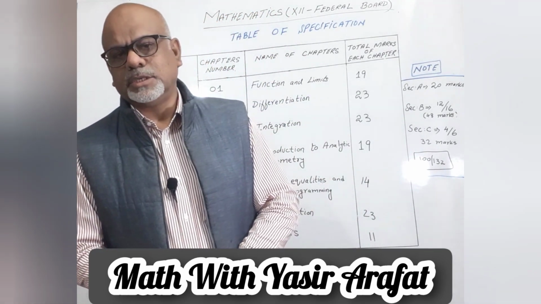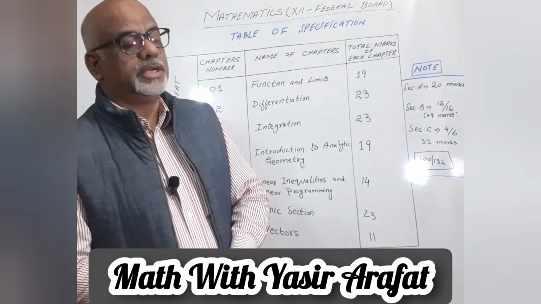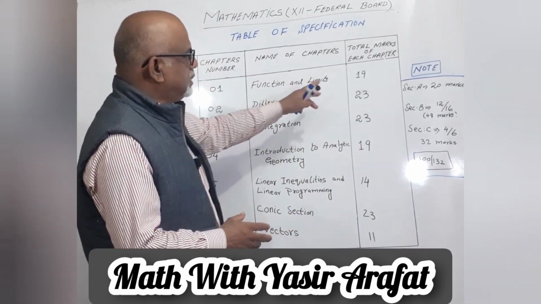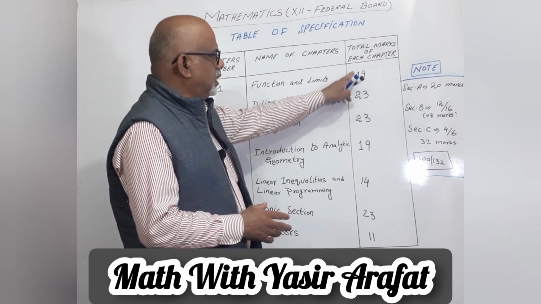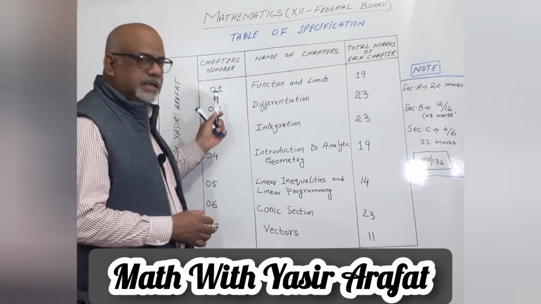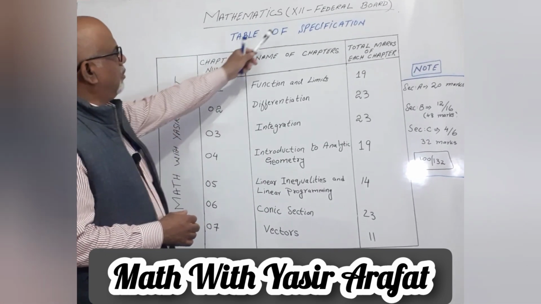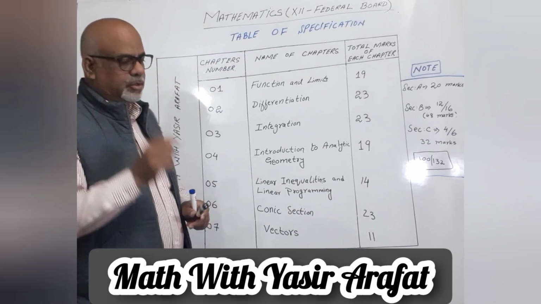Today we are going to discuss the table of specification for second year federal board students. Chapter wise, we have to discuss the total marks of each chapter. There are 7 chapters in the second year federal board mathematics book.